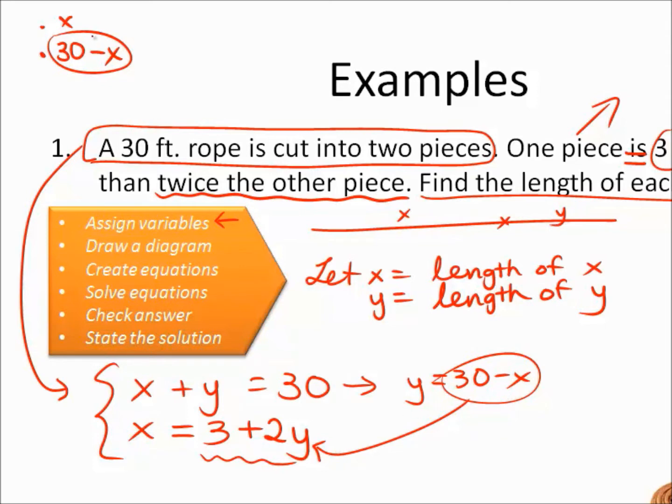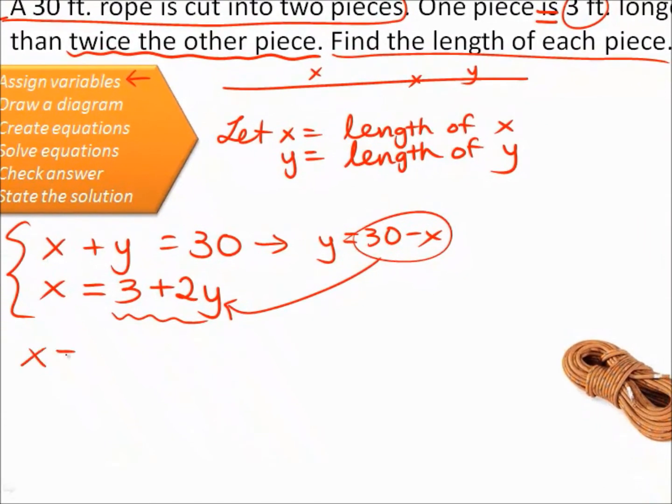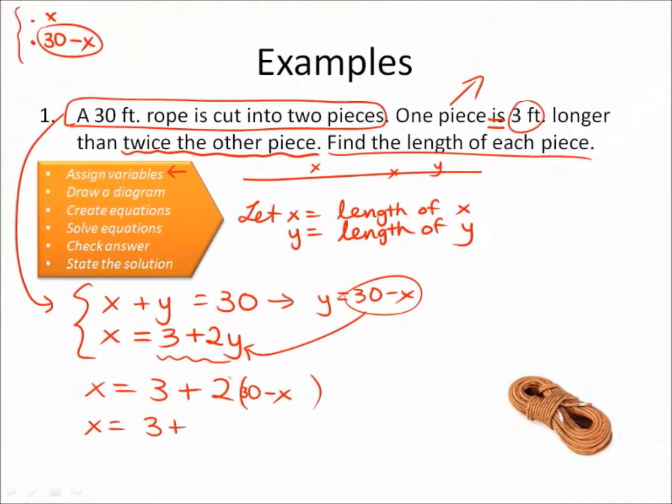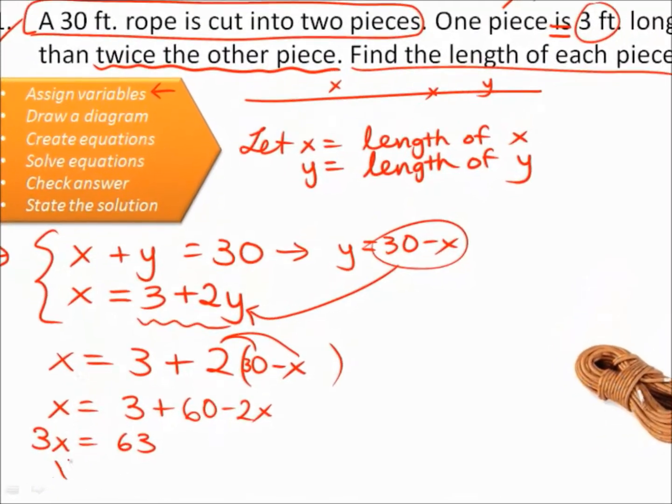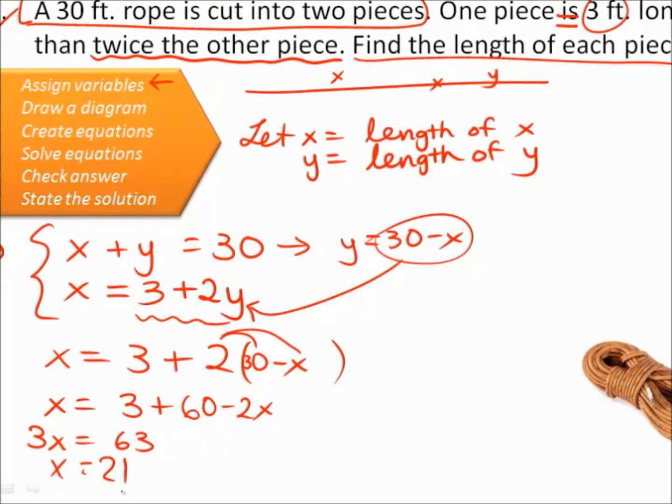In this way, the way that relates most to what we were doing before, we would have x is equal to 3 feet longer than twice the other piece, which is 30 minus x. Now let's continue and solve that. We get x equals 3 plus 2 times 30, 2 times negative x. That's 60 minus 2x. You can solve this. Add 2x to both sides, you get 3x equals 63. Divide by 3 and you get 21.